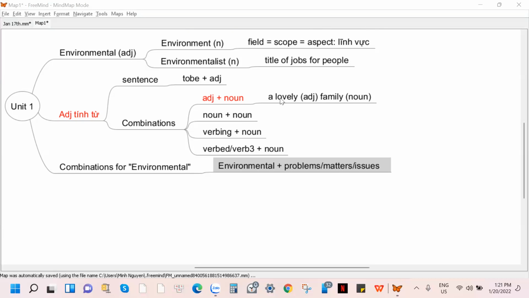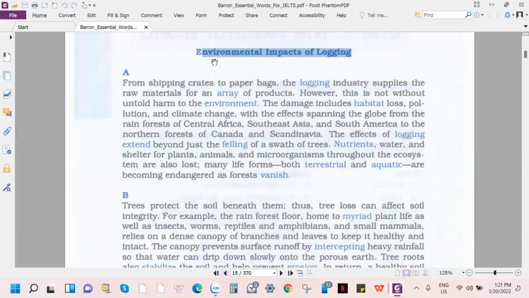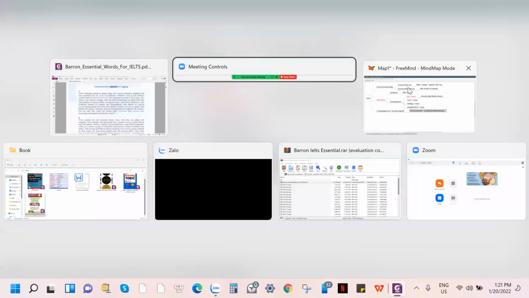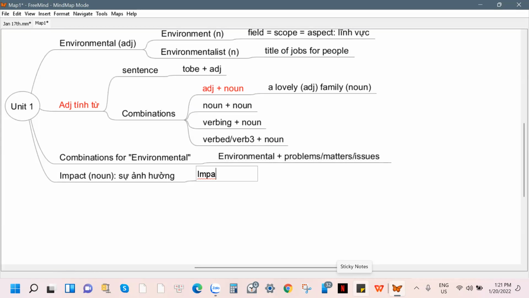This is a reason why you can see that in this paragraph, the title of this paragraph is the environmental impacts. So environmental, ADJ right here, and impacts, the noun at this point. And in IELTS or in Cambridge, impact, we have many kinds of word forms for impact. The very first one, that is a noun. In Vietnamese, yeah, we have the meaning like this. The second one, that is a verb. In Vietnamese, we have something like this.